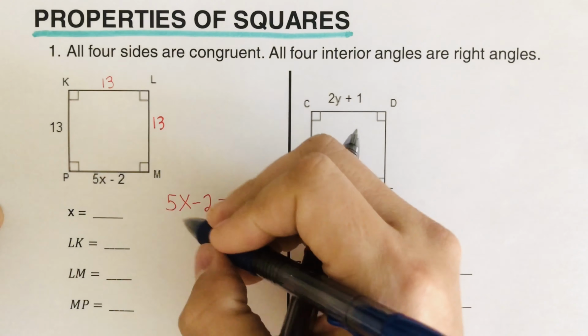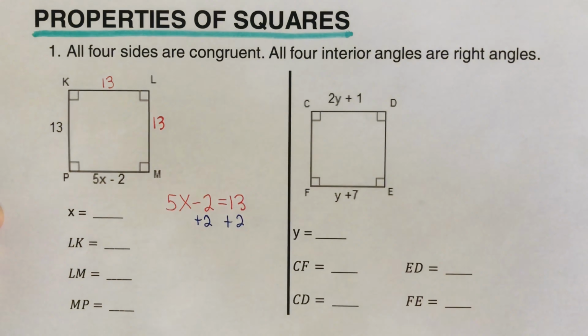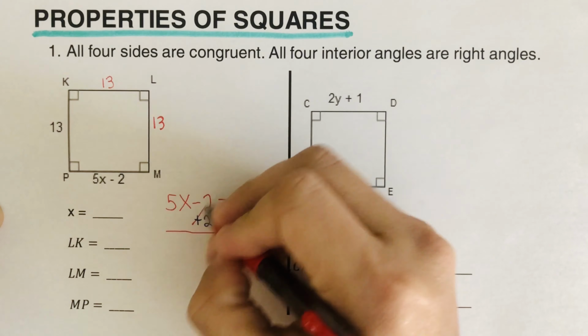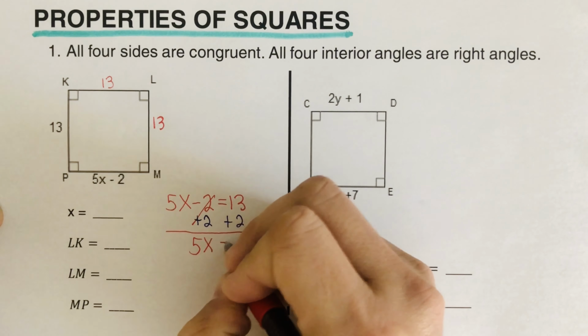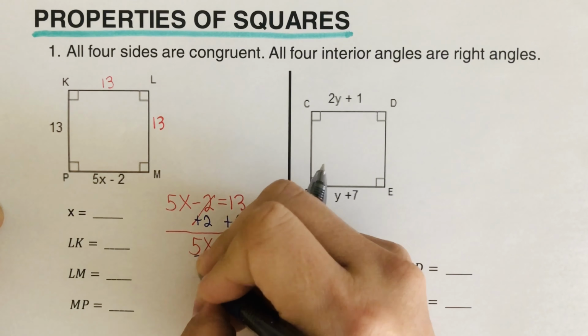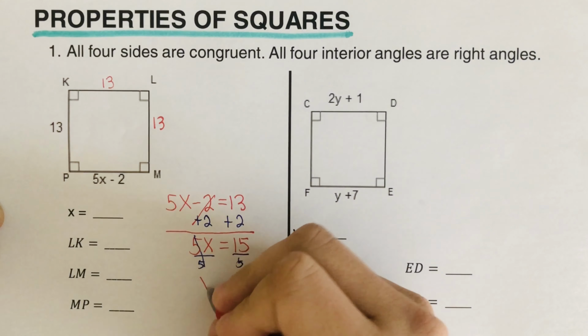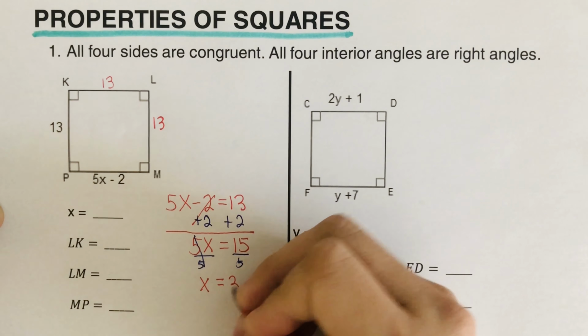So to set up the equation, that would be 5x minus 2 equals 13. Then from here, we add 2 to both sides, plus 2 here. So we get 5x equals 15. Divide both sides by 5, so we are left with x equals 3.